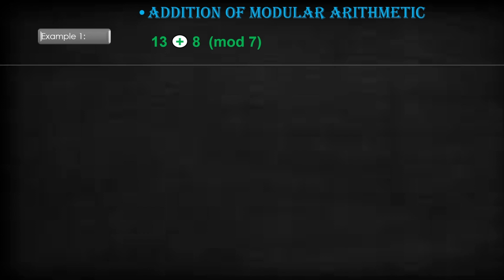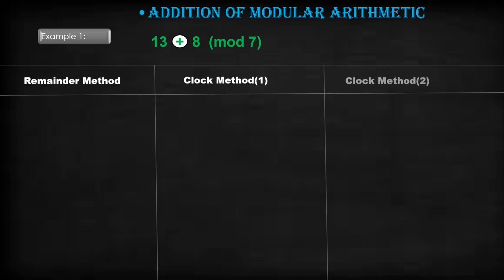Addition of modular arithmetic. Example 1: 13 modular addition 8 mod 7. We're going to be using 3 methods, which are the remainder method, clock method 1, and clock method 2. For our remainder method, we have 13 plus 8, which is equal to 21. We divide our addition by our mode, which is 7, and we have 3 remainder 0. Our remainder will serve as our answer, so our answer is 0.